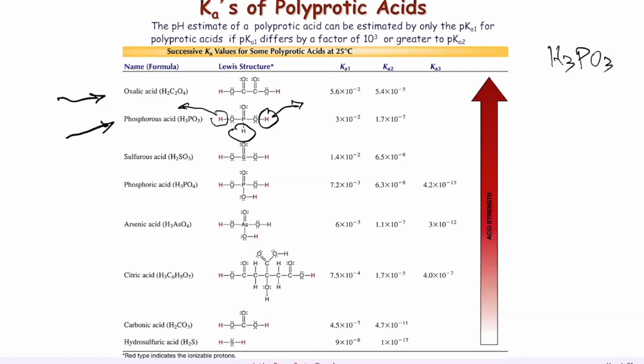Sulfurous acid, likewise, well, there's only 2 hydrogens here. It's diprotic. Phosphoric acid is certainly triprotic. Anyway, first hydrogen, Ka1, second hydrogen, Ka2, third hydrogen, Ka3, if there is a third hydrogen. Kbs work the same way. When you add the first hydrogen to a base, that's Kb1. When you add a second hydrogen to a base, that's Kb2. When you add a third hydrogen to a base, that's Kb3.